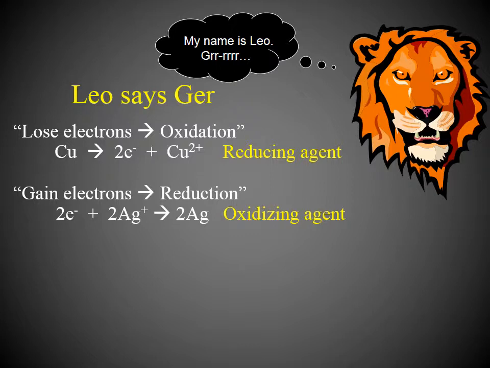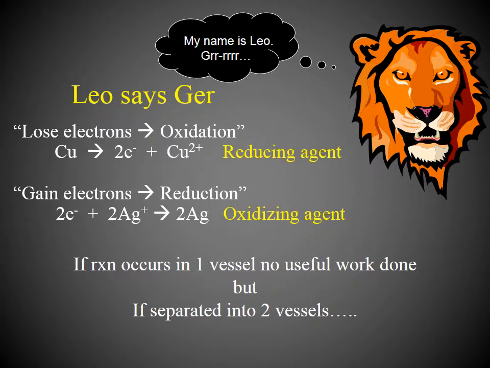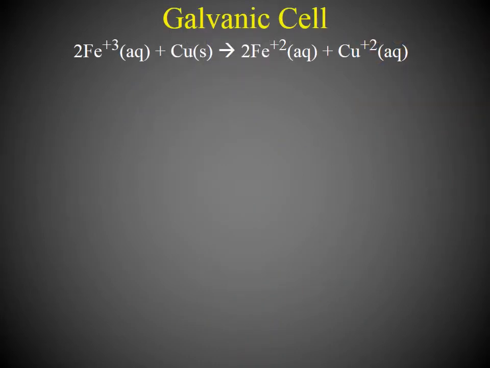Now, if you run this reaction in the same vessel as shown in the previous slide, no useful work can be done because we are not harnessing the flow of electrons. But if I separate the reducing agent and the oxidizing agent in two separate vessels, then we can do some useful work. In other words, we can harness the electrons and have the electrons do something.